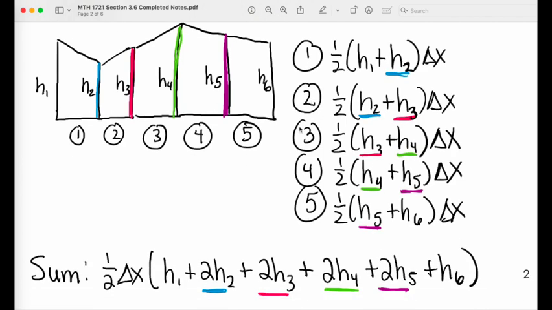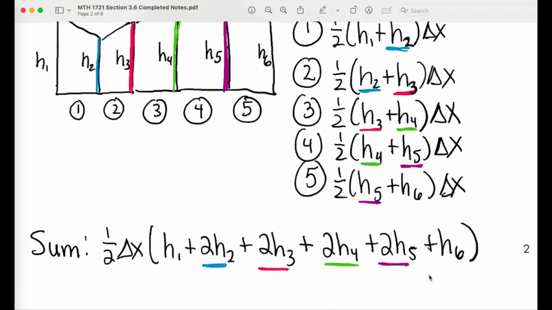So each of these show the individual areas for each of these trapezoids, but if I wanted to estimate the area under the curve by adding up all of these trapezoids, when I add them all up, I'm going to have 1/2 times the change in x, and then I add up all my heights. So I got h plus h2 plus h2 again, which gives me 2h2. Plus h3 gives me 2h3. Plus h4 gives me 2h4, and so on.